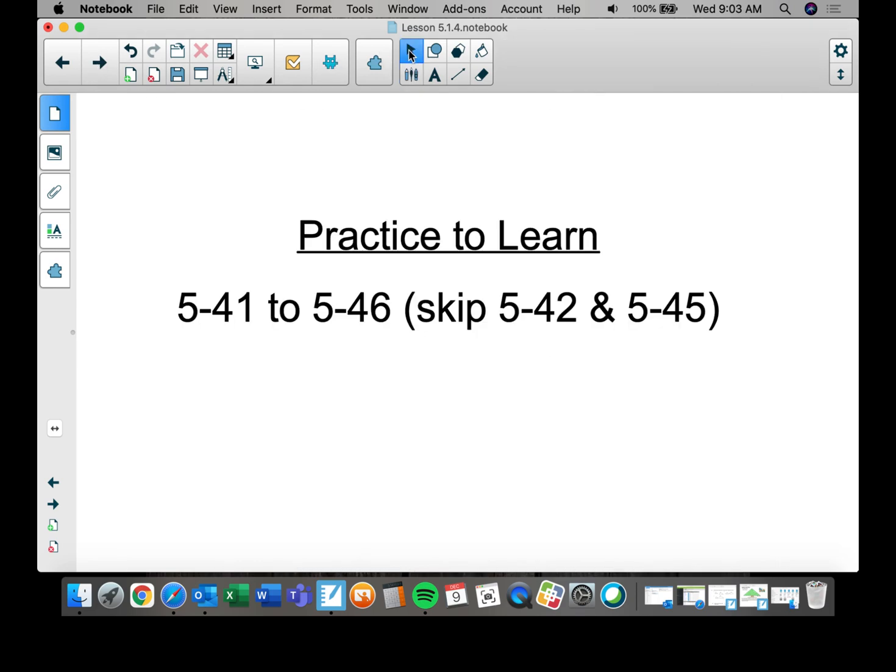Otherwise, here is your practice to learn, 5-41. So it's from section 5-14, 5-41 to 5-46. However, you can skip both 5-42 and 5-45 in this one. Good luck. Hopefully that made some sense. We're going to go over some more application problems in class, and we'll go from there. Good luck, everybody. Hope it goes well.